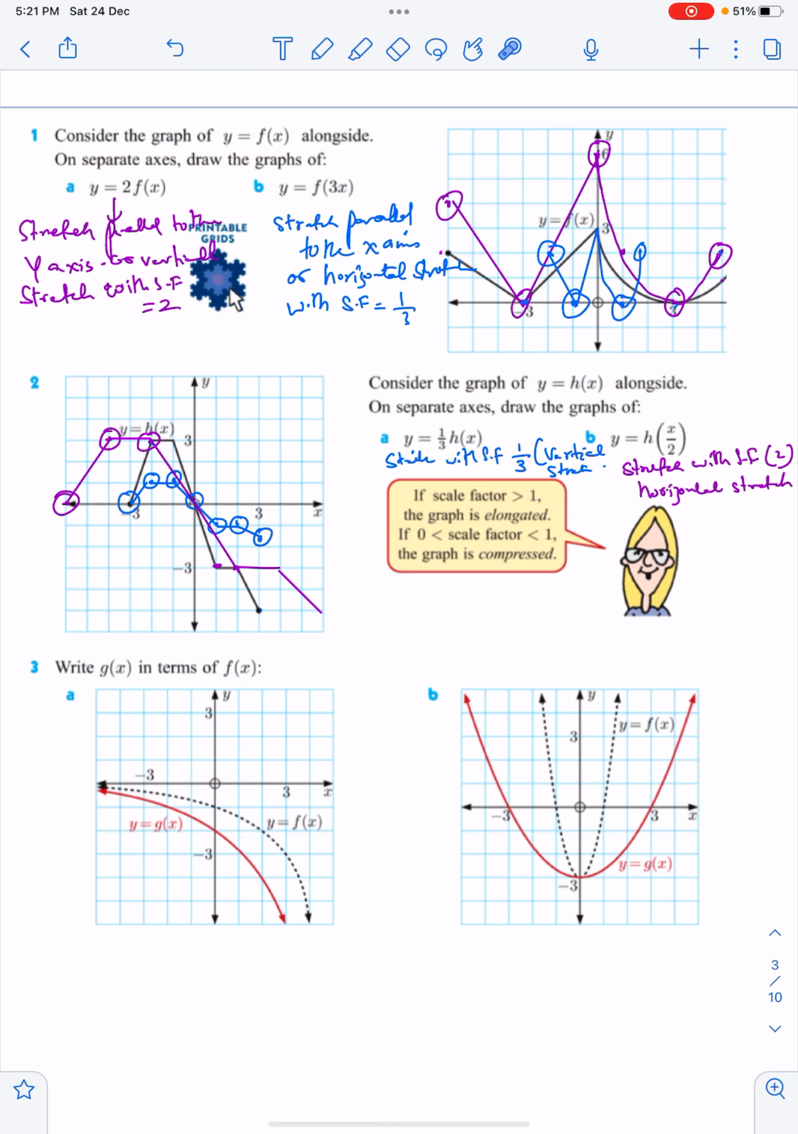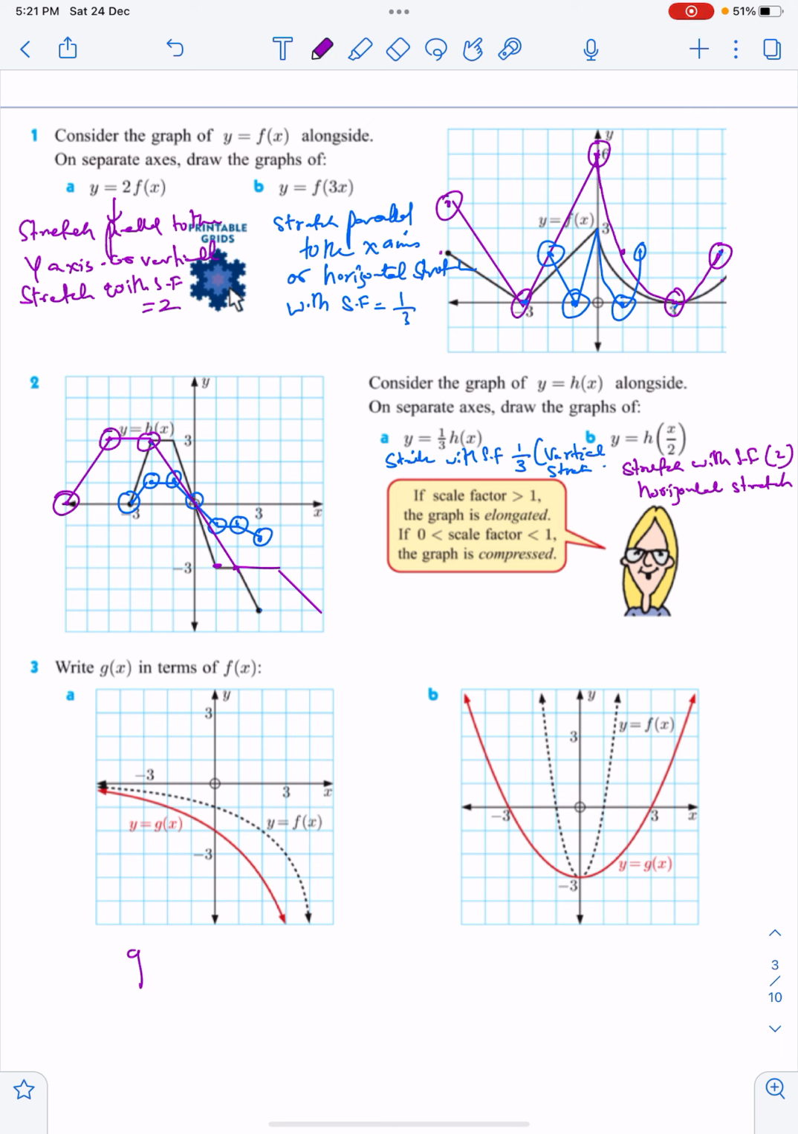Write g of x in terms of f of x. f of x is the dotted graph and g of x is the red graph. If you notice, every point has gone double the distance from the x axis. This was 1 unit, now it has gone up to 2 units. This was 3 units, it has gone up to 6 units. That means this is a vertical stretch with stretch factor 2.